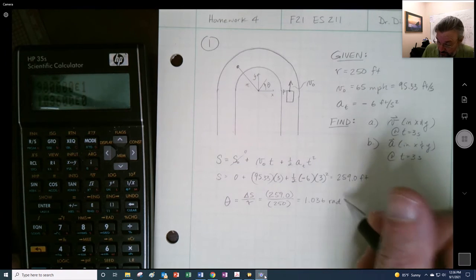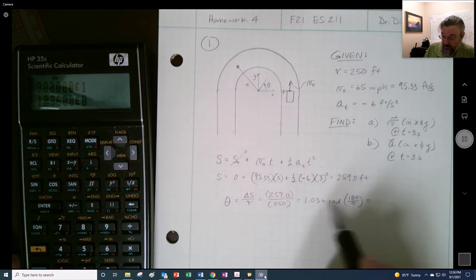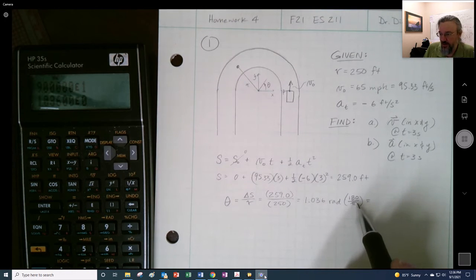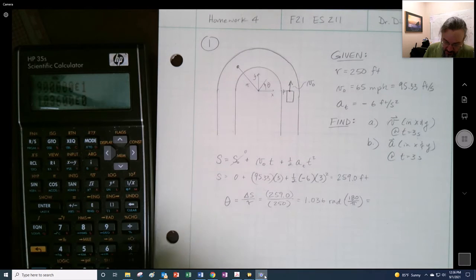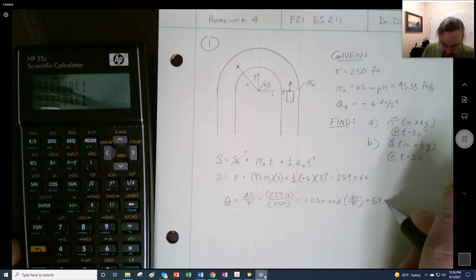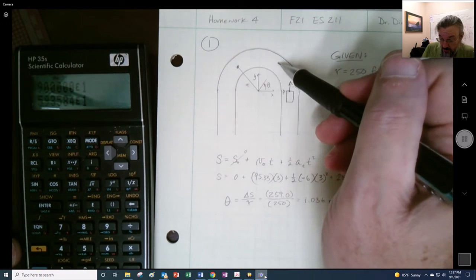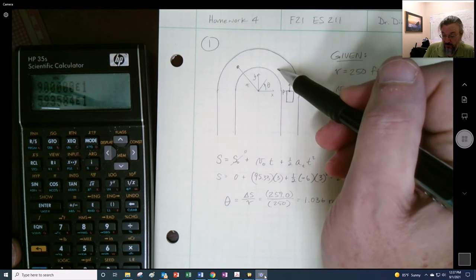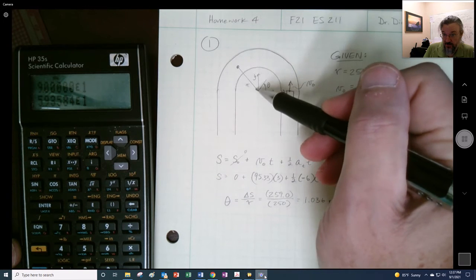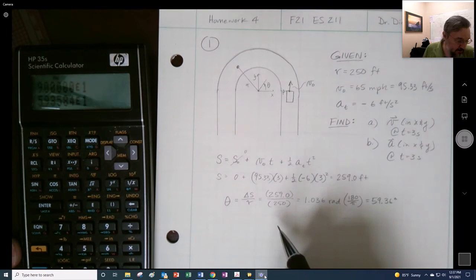But we want to have it in degrees, so that would be nice. The way we do this is we multiply it by 180 degrees divided by pi, really think of it as 360 divided by 2 pi, to turn it into degrees. So 180 times 1.036 divided by pi, and we end up with 59.36 degrees. So that's the angle the car is going to be at, in this position right there. It's kind of 60 degrees, a little steeper than that.